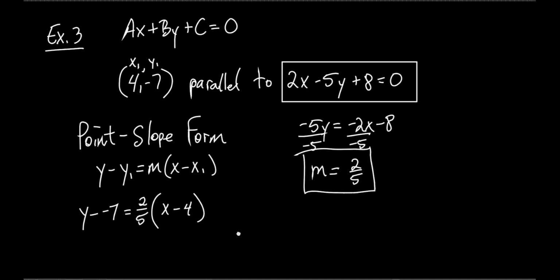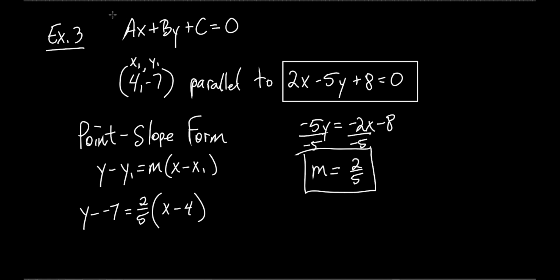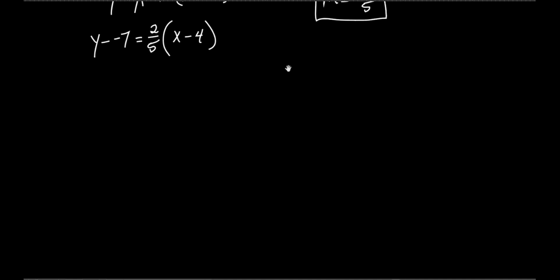What form am I trying to put this in? Just the standard form. Okay, so I don't even have to go slope-intercept right now. I can try to go from this to the standard form. All right. So let's see. Let's do the math on this. First of all, I know that's a plus 7, correct? So what would you do first?